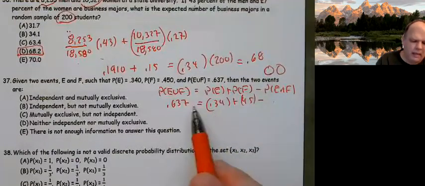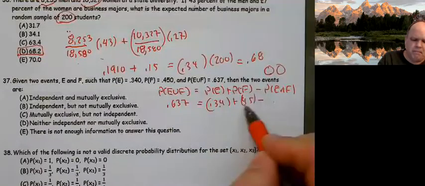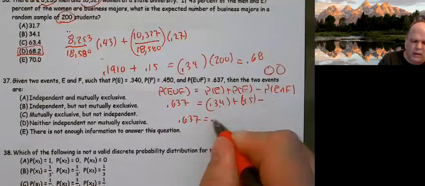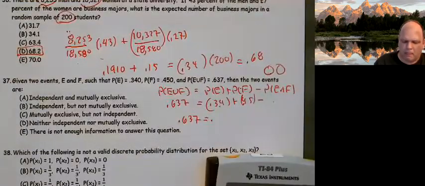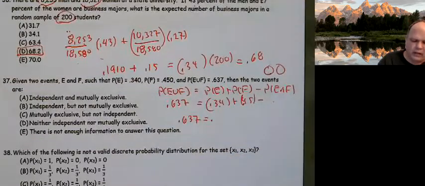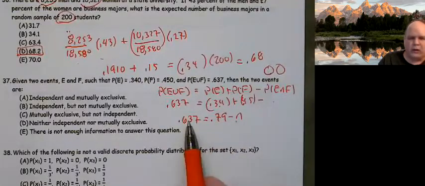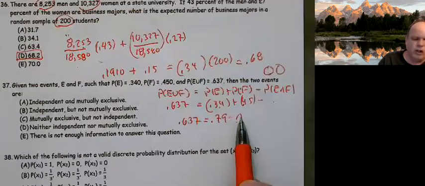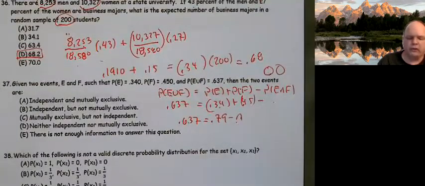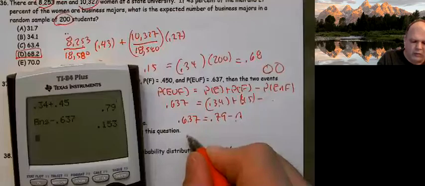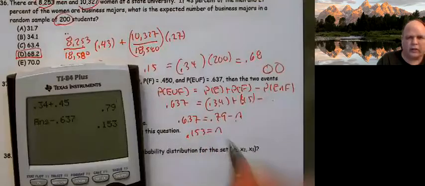Well, when I add these two up, 0.34 plus 0.45, I end up getting 0.79 minus the intersection. Obviously, in order for this to be true, I have to have an intersection, so they're definitely not mutually exclusive. And 0.79 minus 0.637 is 0.153. So 0.153 equals the intersection.